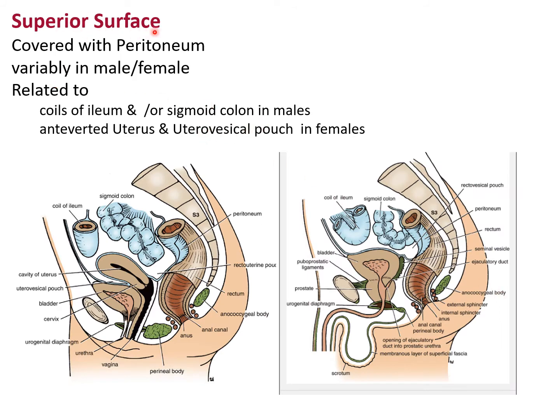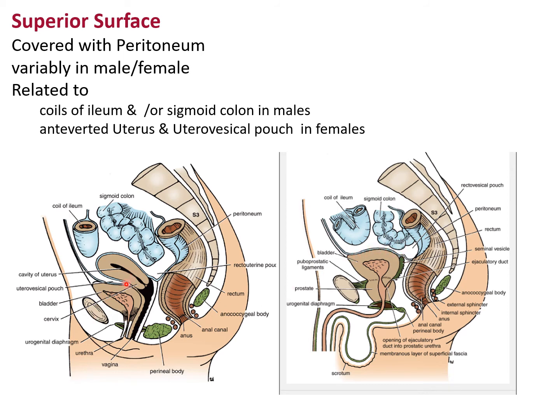The superior surface of the urinary bladder is covered with peritoneum, variably in the male and female pelvis. I hope you know how to draw both these diagrams. They are very, very important. In the male pelvis, this is the superior surface. It is related to the coils of ileum and the sigmoid colon, and it is covered with peritoneum completely.